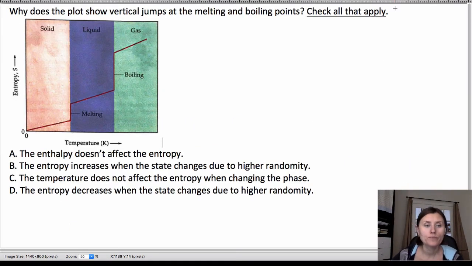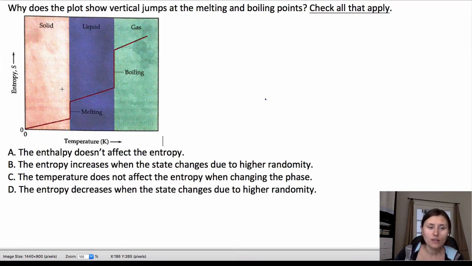Alright, next question. Why does the plot show vertical jumps at the melting and boiling points? Check all that apply. Please pay attention to the words check all that apply. This means that not just one option is available, but maybe 2 or 3, or maybe all 4. So you've got to be careful and select properly. We're given the graph of entropy versus temperature, and we have 4 different options.